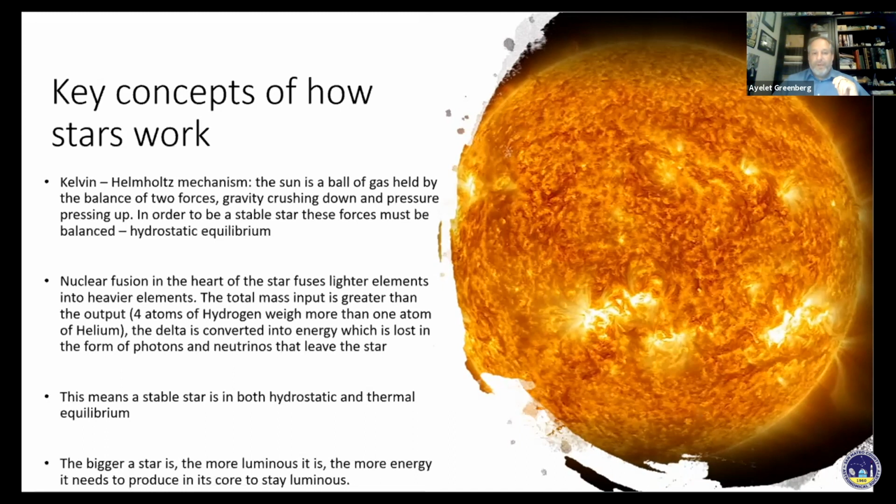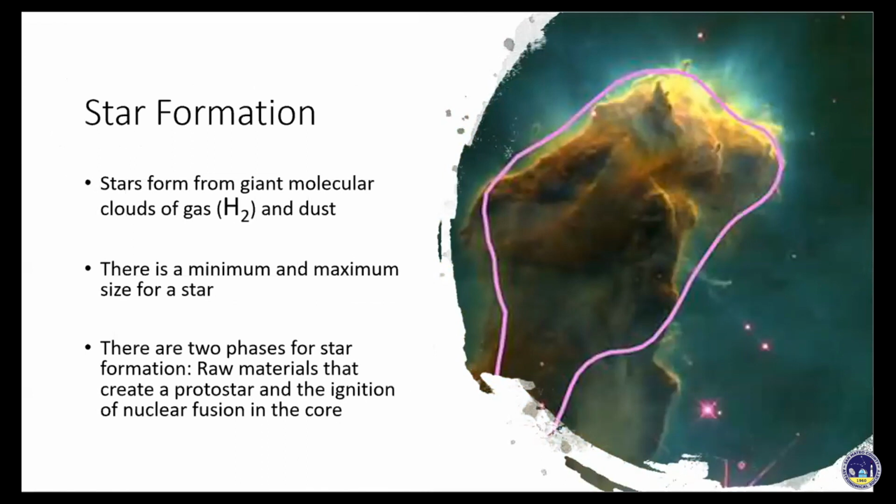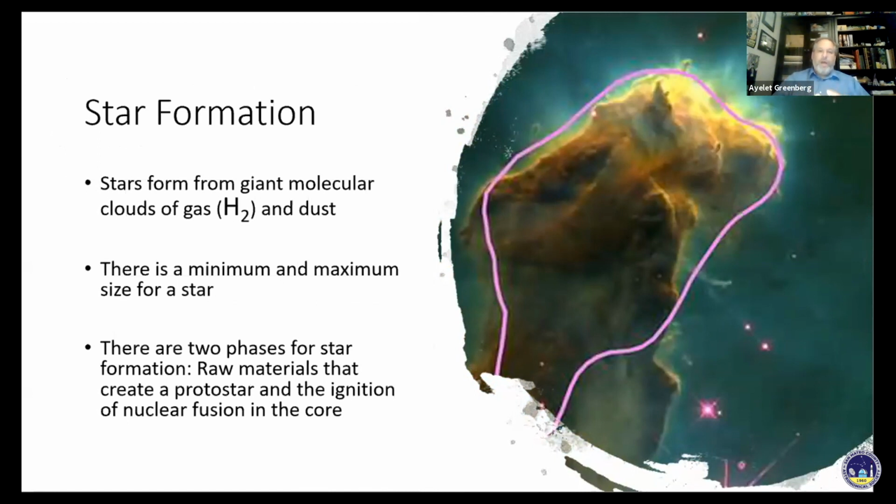Okay, so let's start with the first phase, the birth of stars, or as we refer to it here, star formation. Stars form from giant molecular clouds of gas, primarily hydrogen gas. There's obviously other elements and dust in there, but it's primarily hydrogen gas. This picture that you can see here on the right-hand side is showing you an actual molecular cloud.